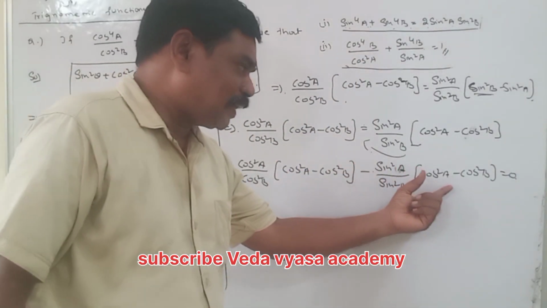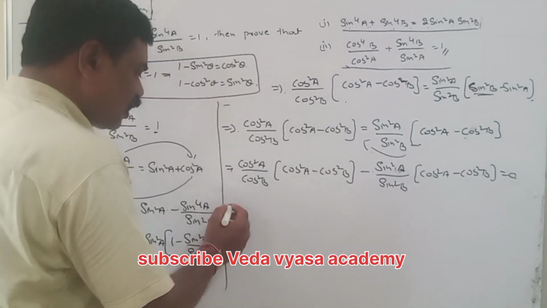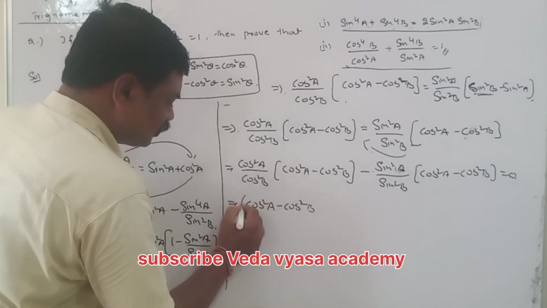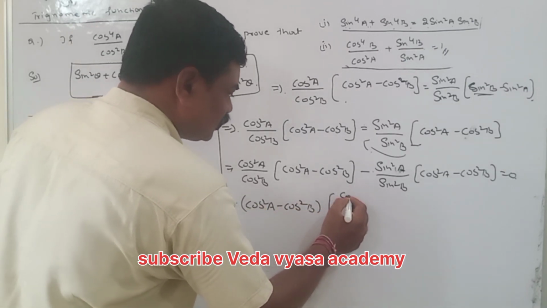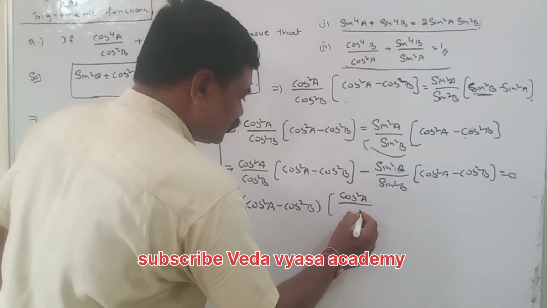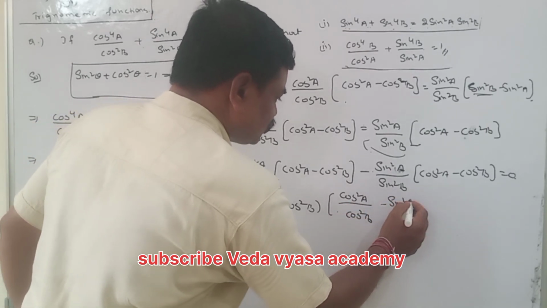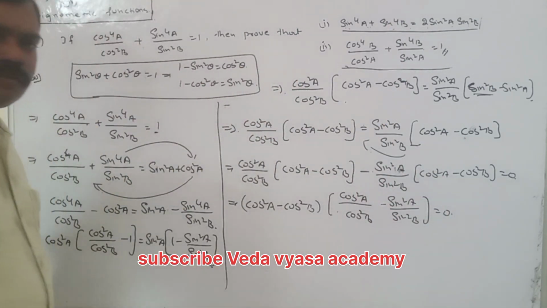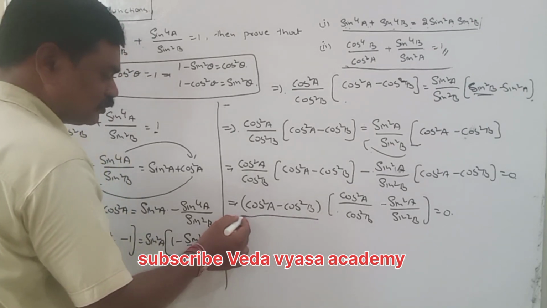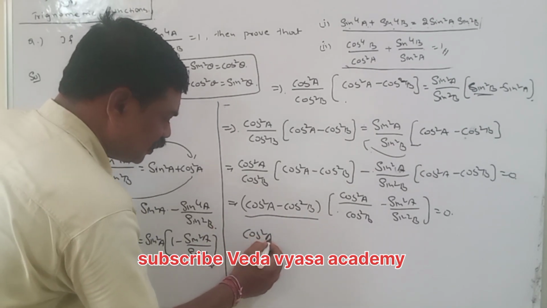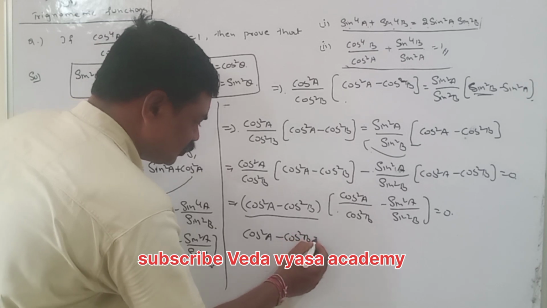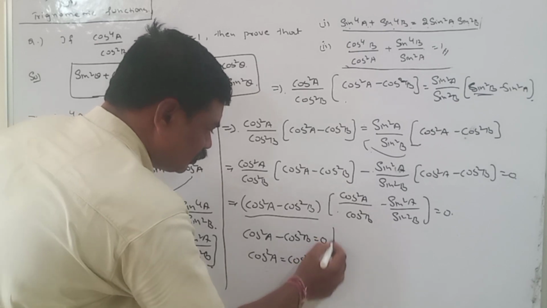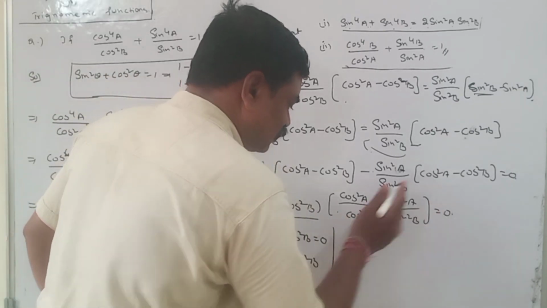From these two terms you can take common (cos²A − cos²B). So (cos²A − cos²B)(cos²A/cos²B − sin²A/sin²B) = 0. But this is equal to what? Cos²A − cos²B is equal to 0, so cos²A is equal to cos²B. Otherwise, the second factor is equal to 0.